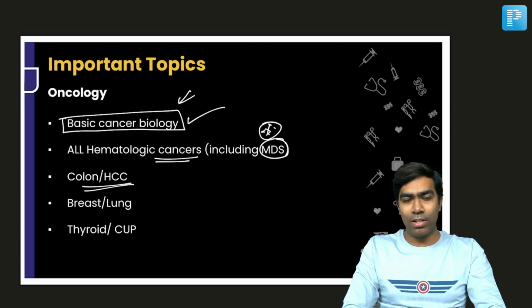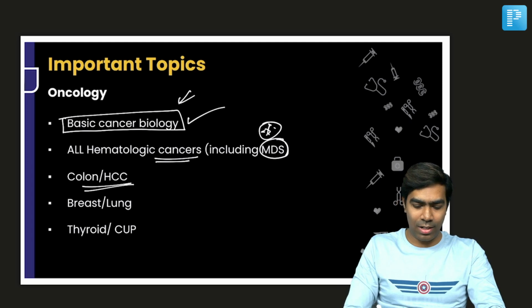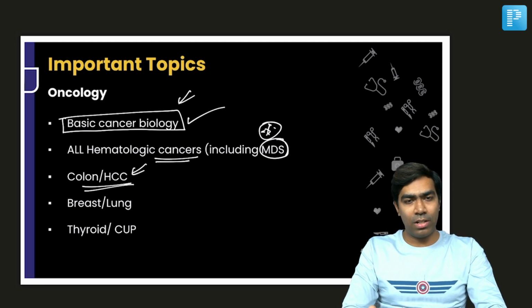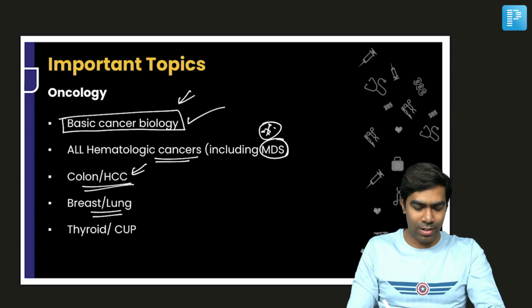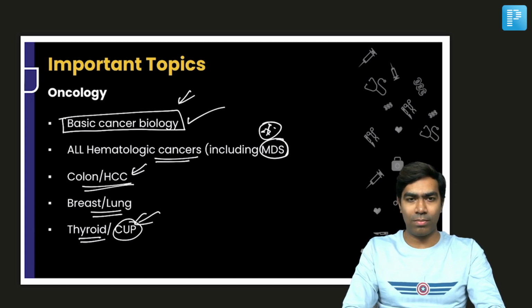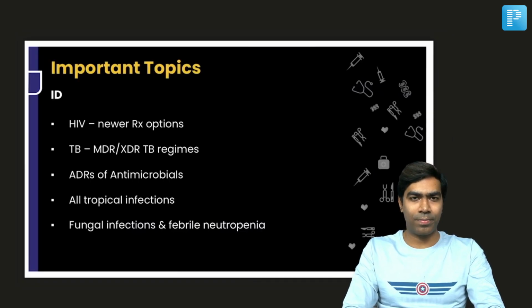And the next important cancer will be colon cancer and hepatocellular cancer. And the imaging methods to assess your various solid lesions in your liver is extremely important for exams. And the breast and the lung cancer will be the next most important. And finally, you can remember about thyroid cancer and carcinoma of unknown primary as well, or cancer of unknown primary.